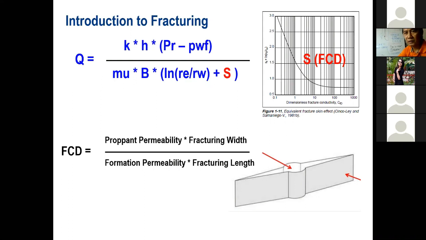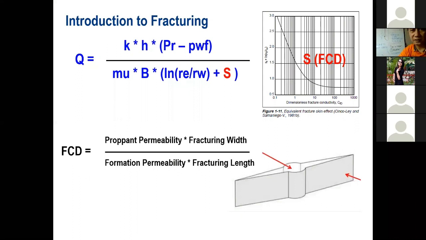So now, if you look at the plot on the left side here, there is a relation between skin and FCD, right? FCD is dimensionless fracture conductivity. You can see on the left side, on the vertical axis, this is a representation of the skin, and on the bottom here is the dimensionless fracture conductivity number. So don't worry if you don't know what the FCD is, I will explain later.